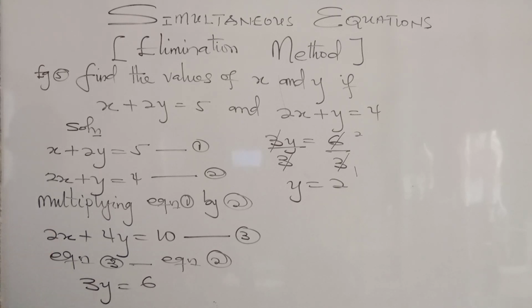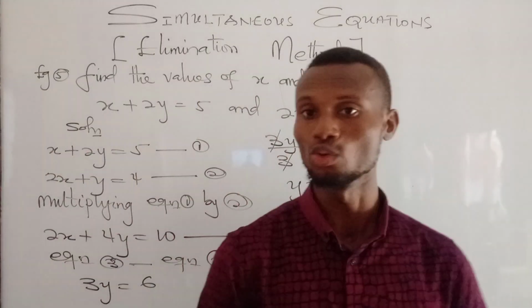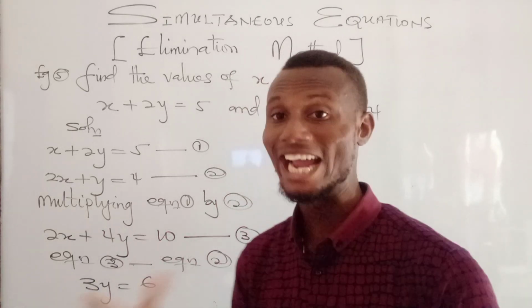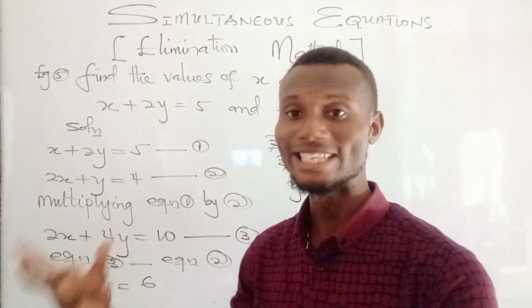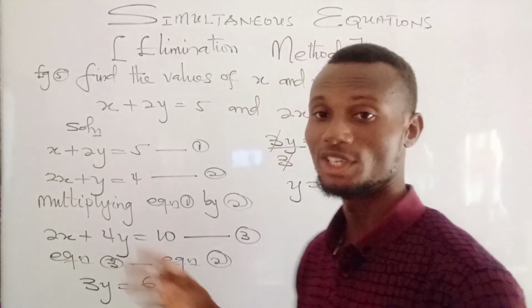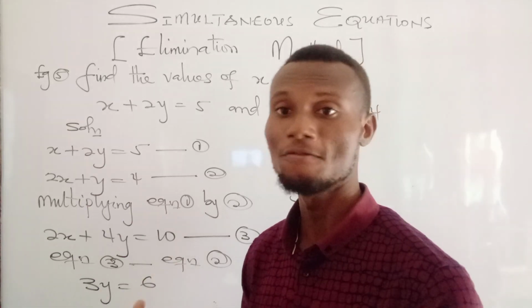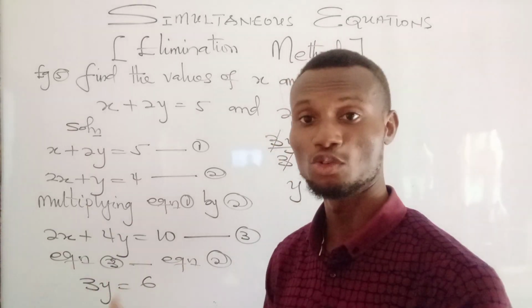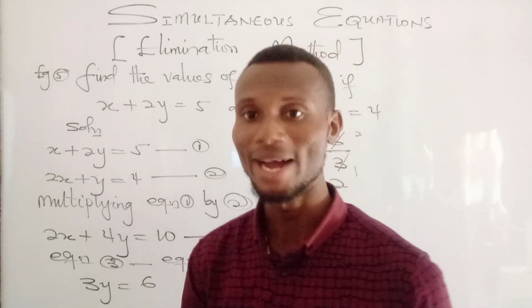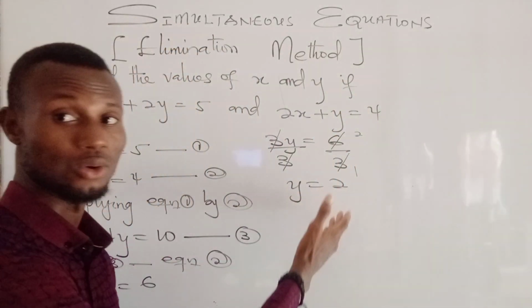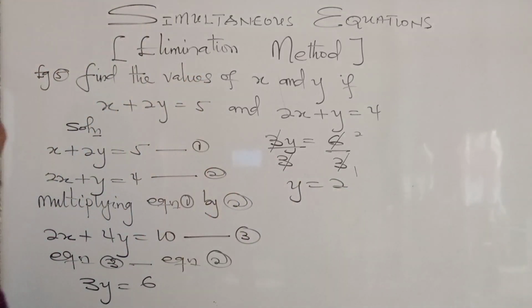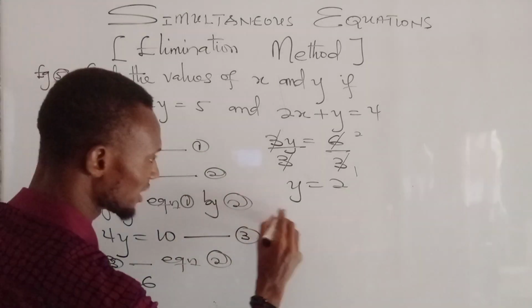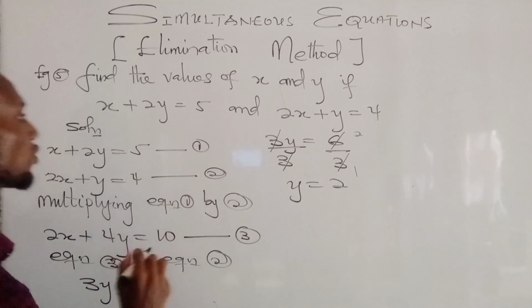Or better still, you can go through another elimination process to eliminate y from the given equations. Then you get an equation which contains only s, then you solve for the value of s. You can also do that, you get the same answer. But since we've gotten the value for y, which is equal to 2, why not just go straight ahead and put it into any of the equations for us to get the value of s? So I'll put y equals 2 into equation 1.